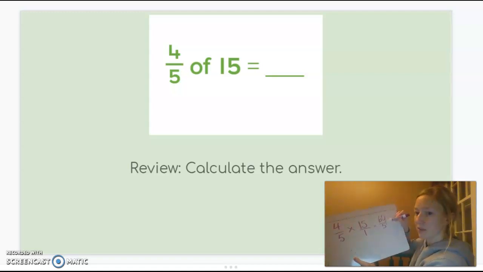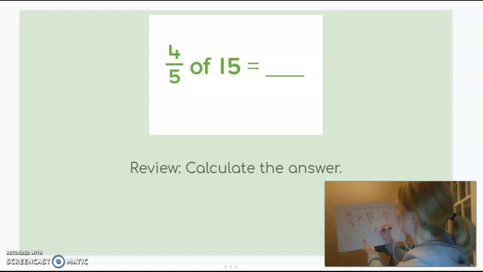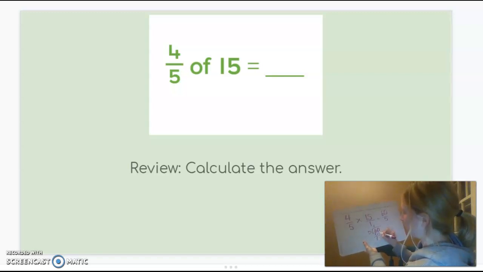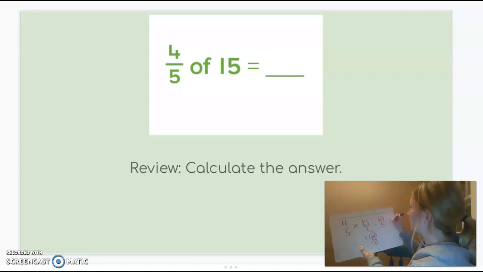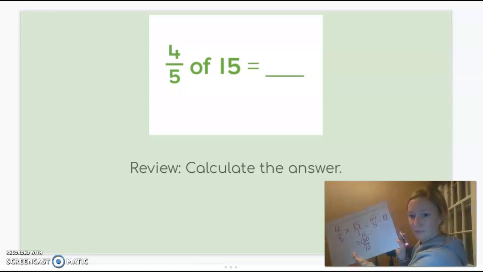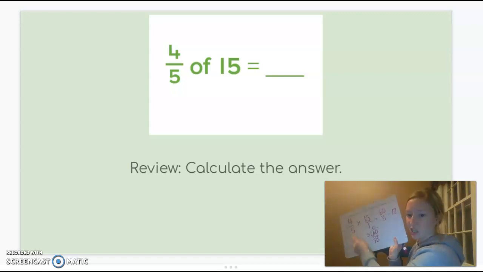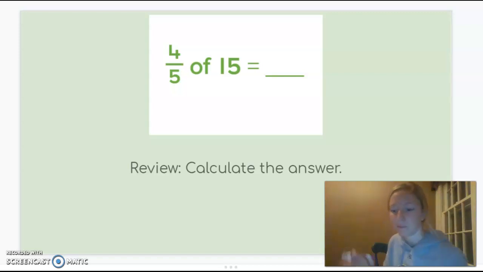So how many times does 5 go into 60? If you need to work that out, go ahead and do so. How many times does 5 go into 6? 1 time. When I subtract, I have 1 left over, and I bring down my 0. How many times does 5 go into 10? 2. So my answer is actually 12. It wasn't too hard once I changed that into multiplication.